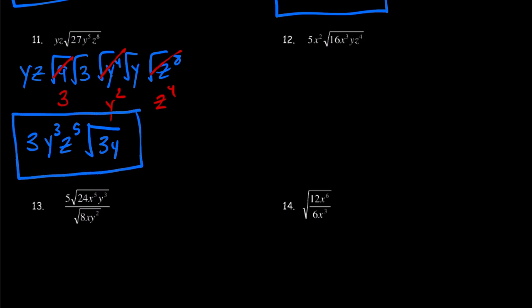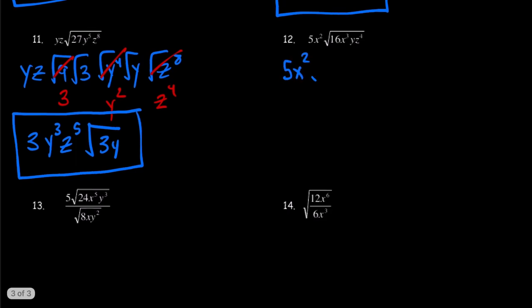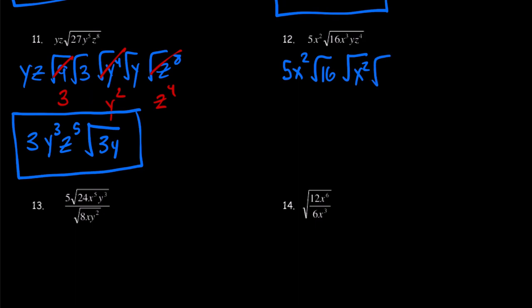Number 12, we've got 5x squared. That's not part of a radical, so that's outside. Oh, square root 16, that's nice. That's a perfect square. I'll take that in a second. X cubed is going to be square root x squared, square root x, square root y, and then square root z to the 4th because it's got an even exponent.